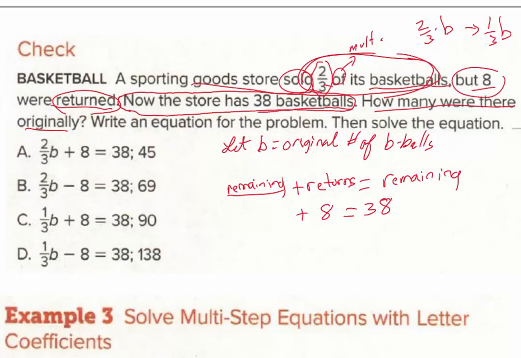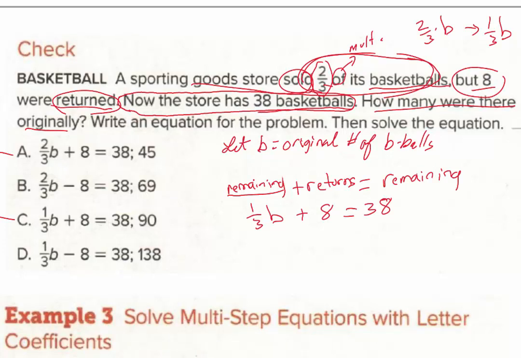So you have to kind of figure that out intuitively. So what we have remaining is actually 1/3 basketballs plus 8 equals 38. And if we look at their answers, we have two options, A and C. Now we have to solve for B to figure out which one's which.